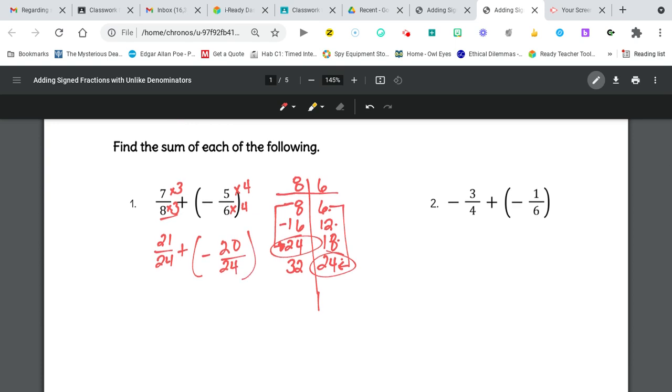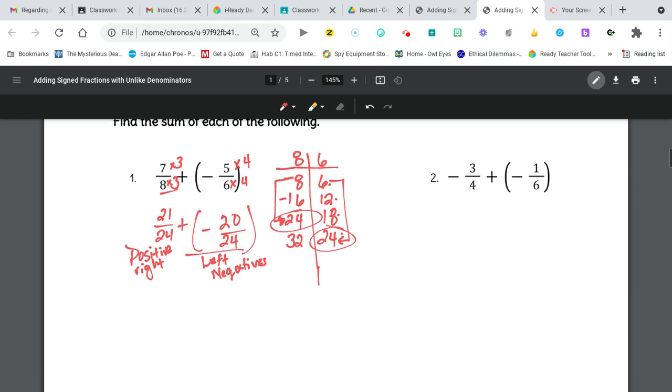Now, since you're dealing with signs, you just have to see, do you have positives or negatives, or does it go left and right? All right, this is positive 21/24, or I could say it goes to the right. This is plus negative, which means it goes to the left, or you can look at them as negatives. But these are different. They go in different directions. One goes to the right, the other one goes to the left. Or I can say I got positives here and negatives here.